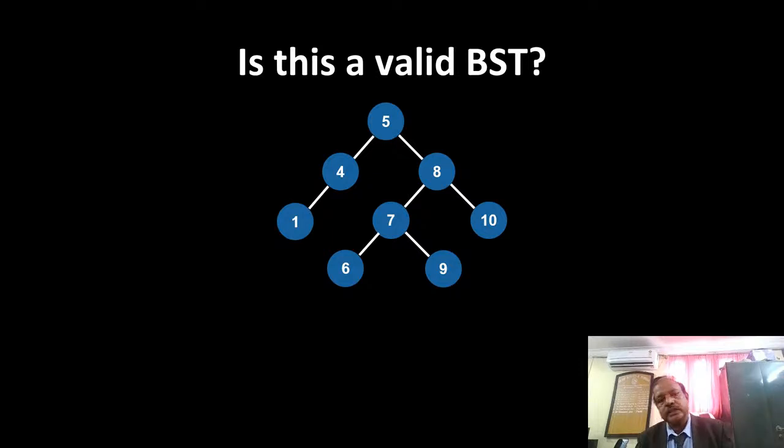Now we are going to check whether this is a valid binary search tree. Let us see. See, this is 4. What is the root node? Root node is 5. So 4 is less than 5 and 1 is also less than 5. 8 is greater than 5 and 7 is also greater than 5. 6 is also greater than 5 and 7 is less than 8 and 10 is greater than 8. Here 6 is less than 7 and 9, it is purely BST.